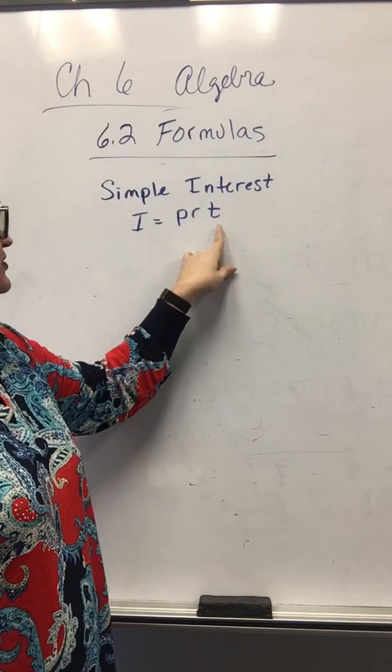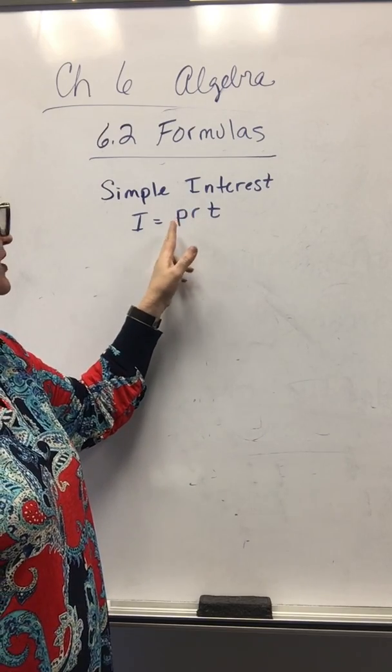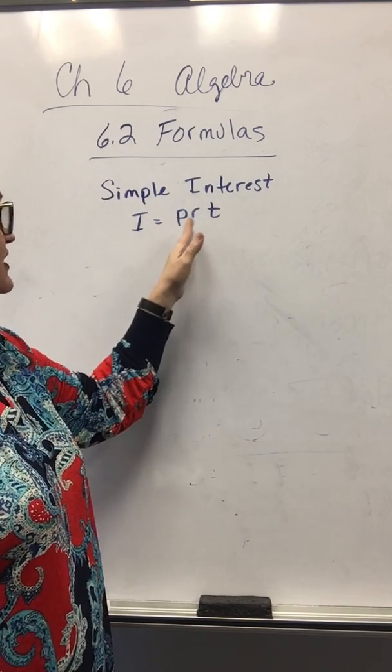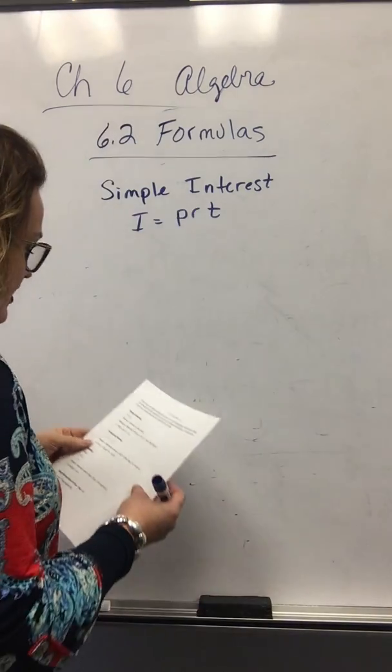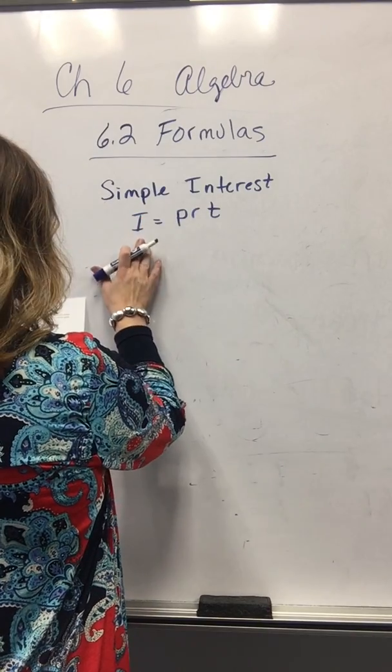Actually, all these are considered direct variation variables, because for each one of these, the more you have of any one of these, the higher this is going to be. It actually just multiplies it. So those are the three factors that affect simple interest.